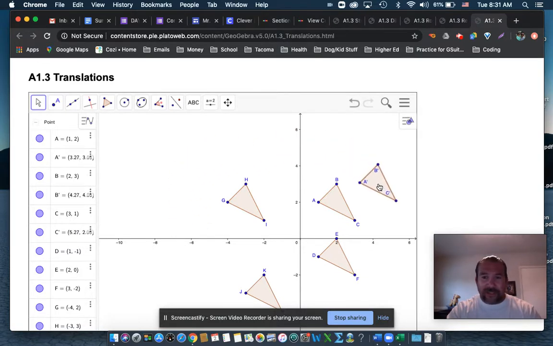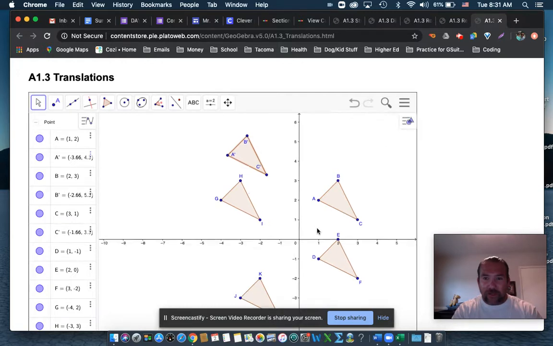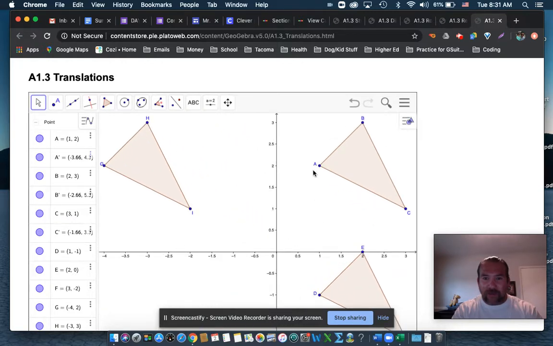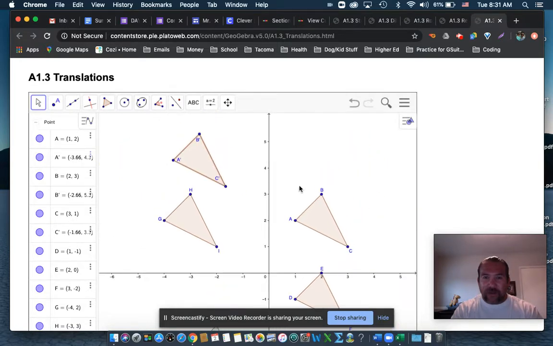So notice A, B, and C's orientation is still the same. B is still on the top, A is on the left, C is on the right. And as I move it, it's really important to notice that A', B', and C', so that's called prime notation where it's got the A and the apostrophe, that's showing the location of the new triangle. So A started at (1, 2), which is right here. Now I could show a little more grid if I zoom in, right? (1, 2) is right there. But when I move it around, notice A', B', and C' are changing.